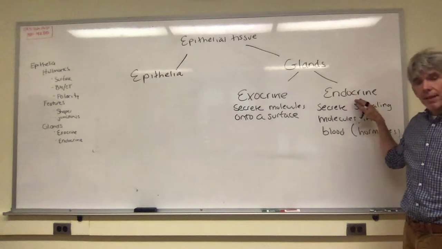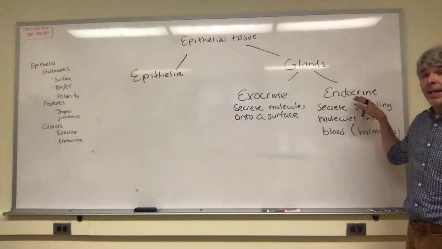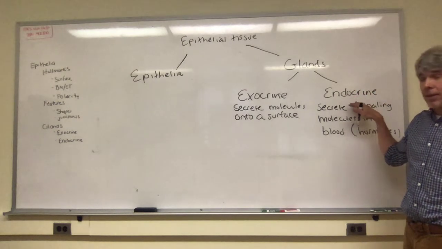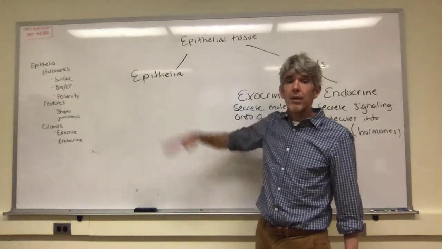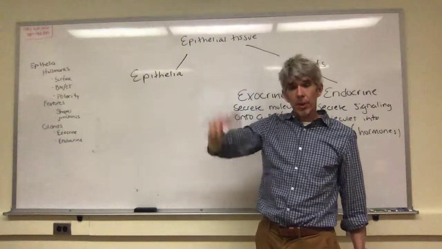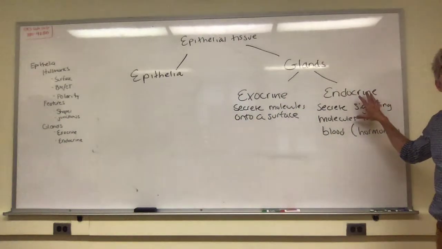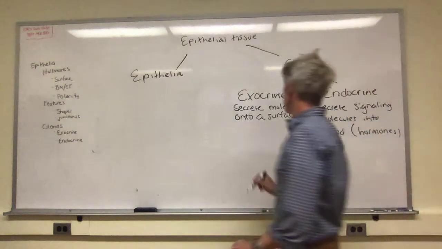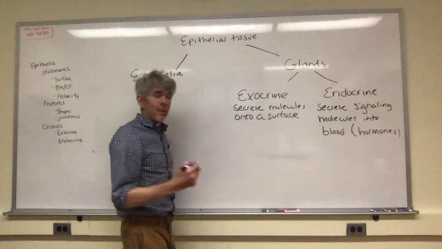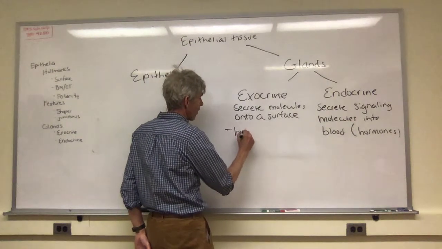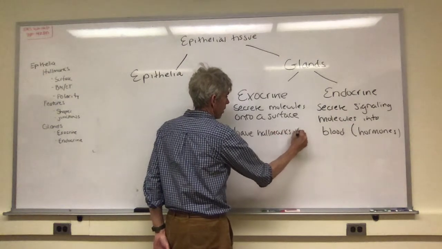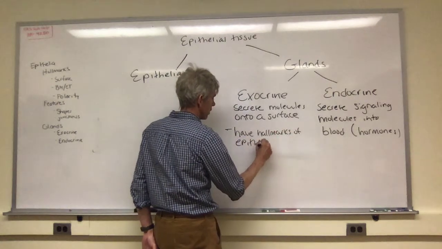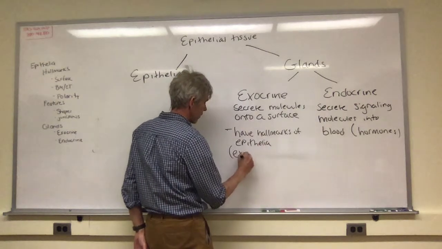Those that have an epithelial origin and are epithelial cells typically do not have the hallmark structure of an epithelia, that is, a surface with a polarity. One exception to that is the thyroid gland. So exocrine epithelial cells have hallmarks of epithelia. An exception is the liver.